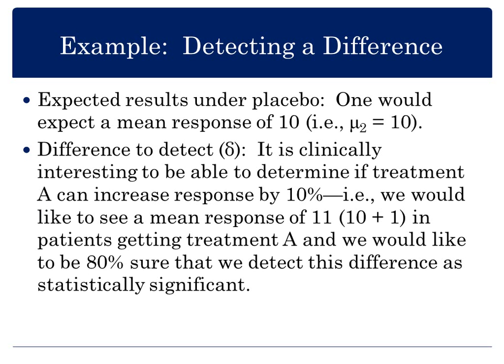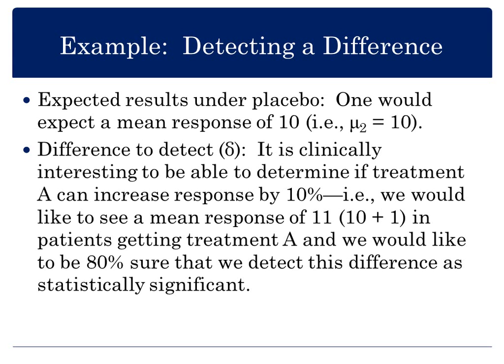So what the investigator has said is that under placebo, I expect this outcome to be 10. That's in untreated subjects. I think I'm going to get a value of 10. In other words, mu2 is equal to 10. The difference that I want to detect that's clinically meaningful or interesting would be a 10% increase in response under treatment A. So whatever my response is under placebo, if I see a 10% change in that, then that's what I want to be able to detect with my study.